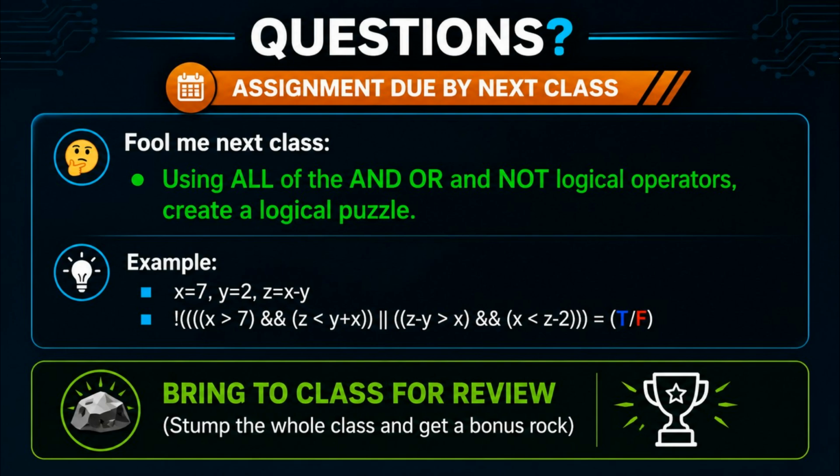Before next class, build a logical puzzle using all 3 operators, and, or, and not, combined together, following the example format shown with variables x, y, and z. Bring it to class, ready to stump your classmates. If you manage to stump the entire class, you'll earn a bonus.